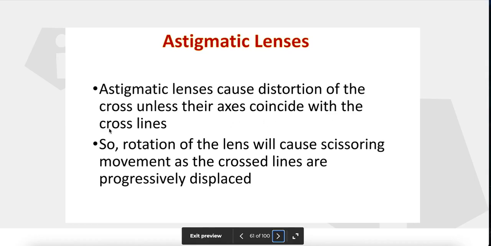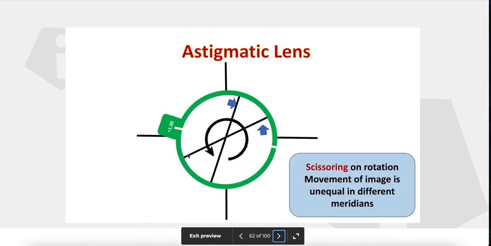And this is how we can know the axis: by making the cross coincide with the axis of the astigmatic lens. Once we put the astigmatic lens and we find no distortion, then this is the axis of the astigmatic lens. With further rotation of the lens, this will cause scissoring movement, and the cross lines are progressively displaced like this. We rotate, then the lines will be displaced.